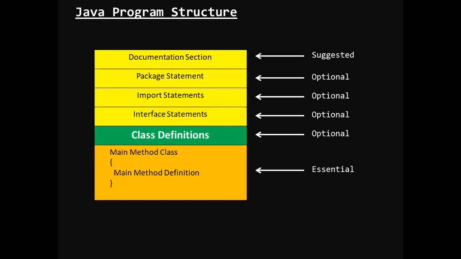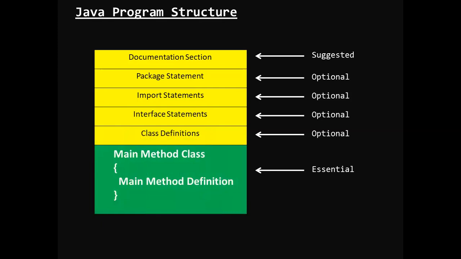Class definitions. A Java program may contain multiple class definitions. Classes are the primary and essential elements of a Java program. These classes are used to map the objects of real-world problems. The number of classes used depends on the complexity of the problem.